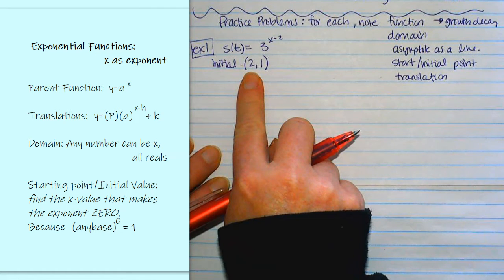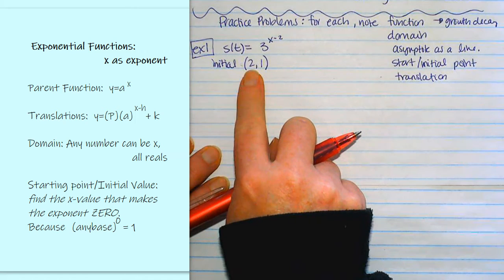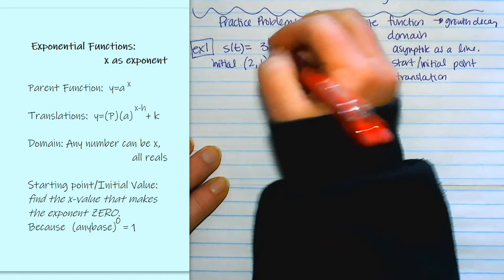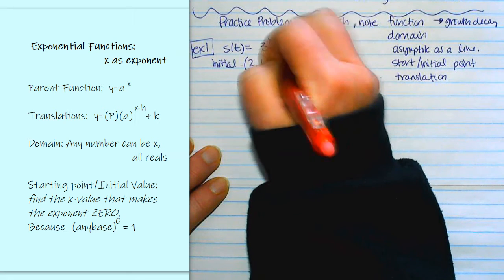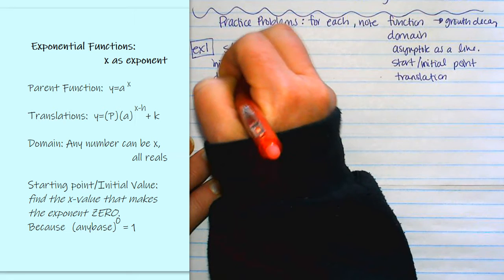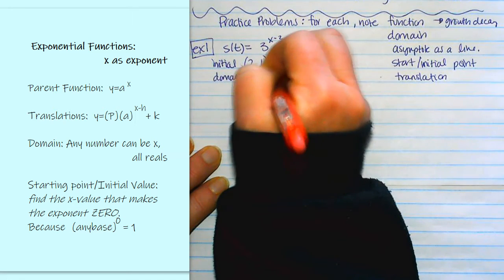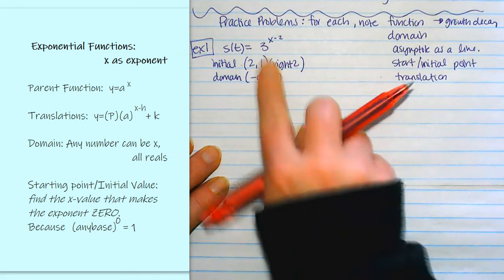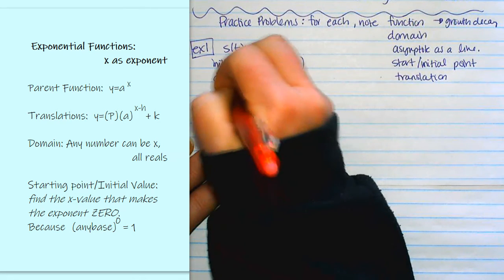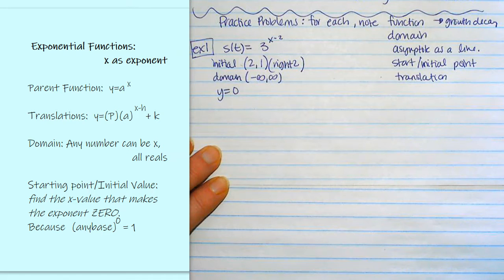This means that it normally starts at 0, 1, so this is shifted to the right 2, which is what you would expect here, opposite math, 2 places. So the translation is right 2. Also, my domain, because this is an exponential function, is negative infinity to infinity. The asymptote, this doesn't have a plus or a minus anywhere, so it does not have up or down shift as an exponential function. That means it's the normal, not translated asymptote, which is at y equals 0.